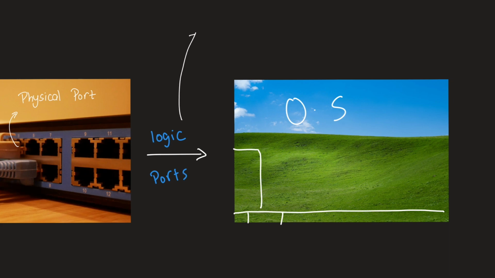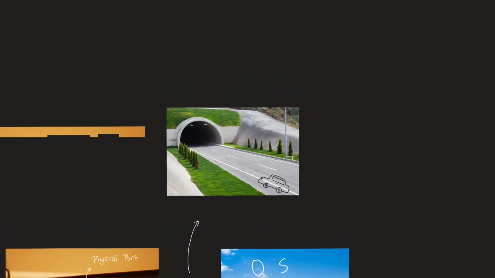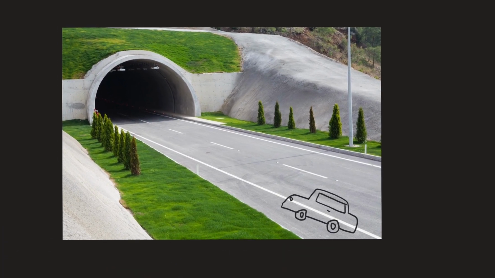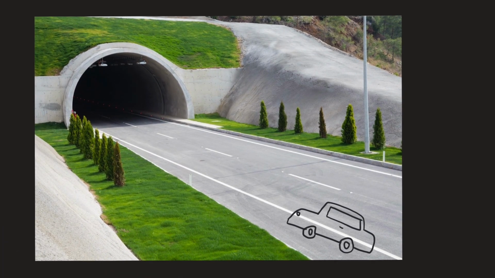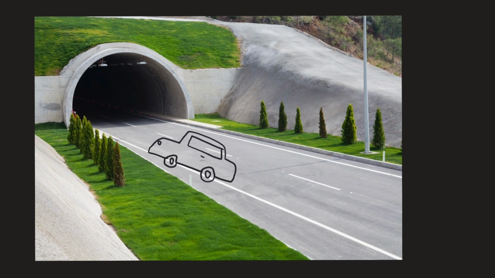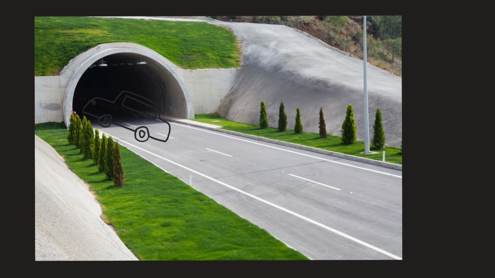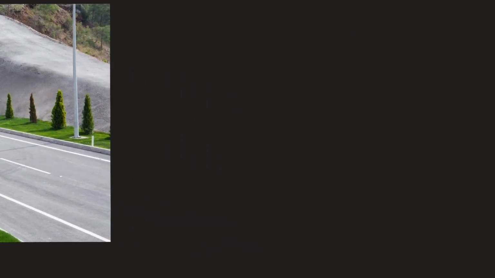Now let's look at what logical ports actually do. So these logical ports are like entrances and exits to a tunnel. Now each entrance leads to only one exit, and each tunnel signifies a specific process. So for example, when traffic is sent to port 80, it means it is sent to HTTP. When it is sent to port 20, it's sent to FTP. Port 25 is SMTP and so on.